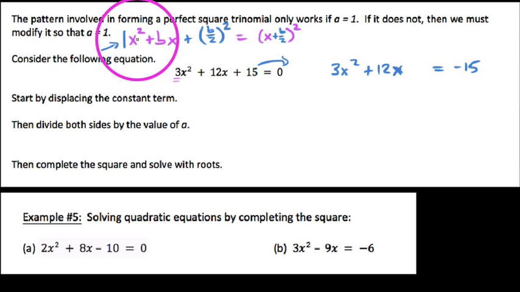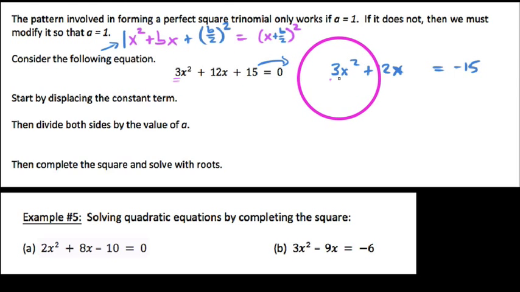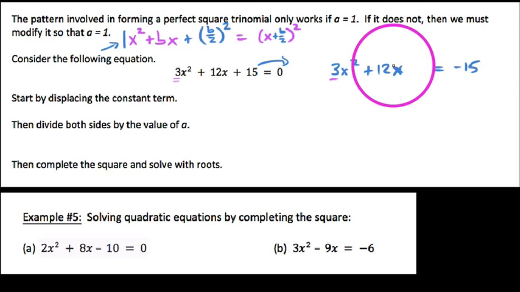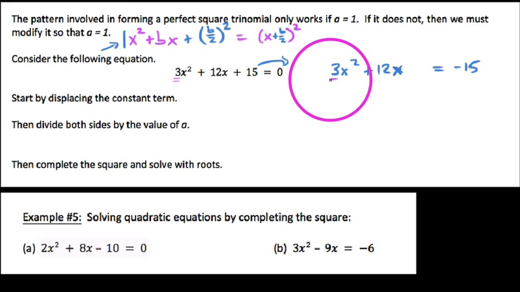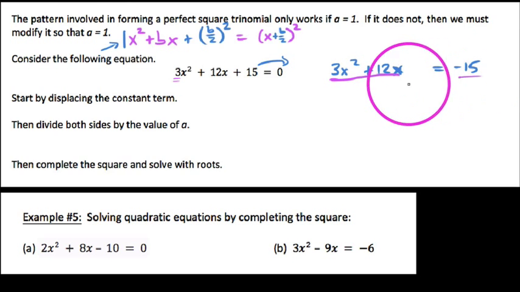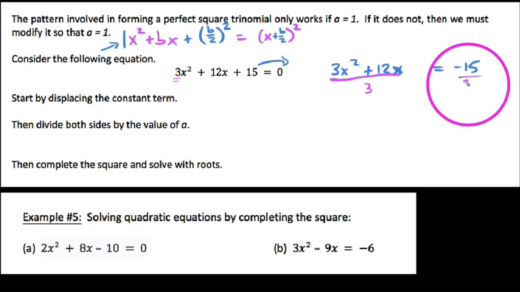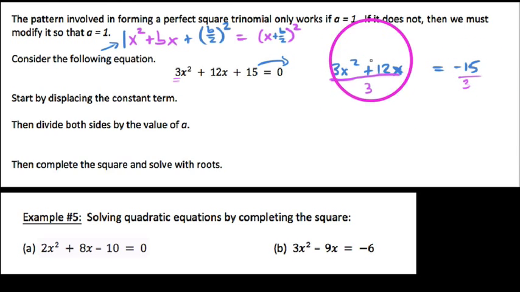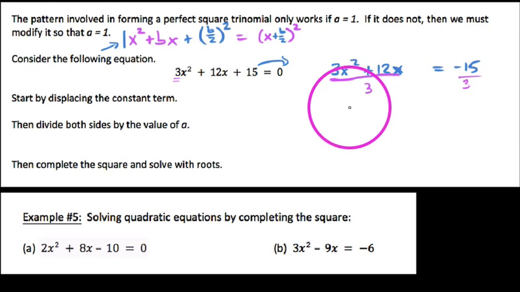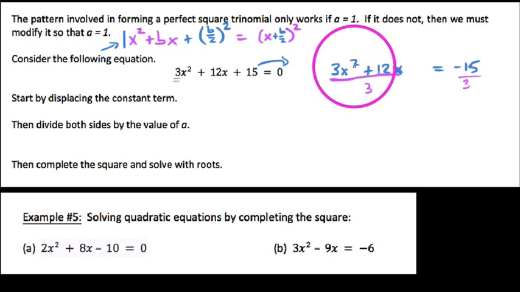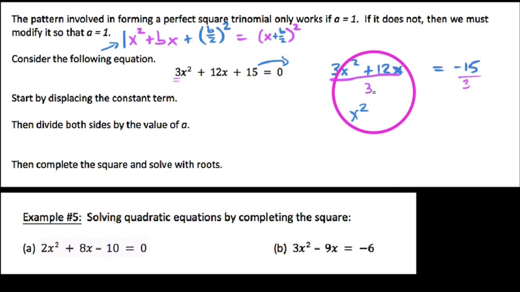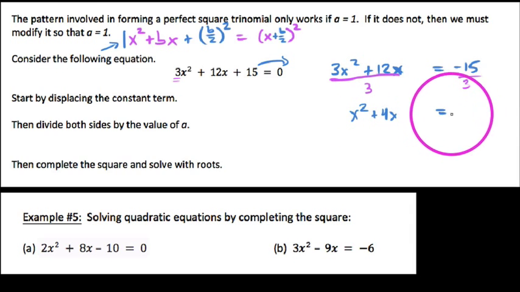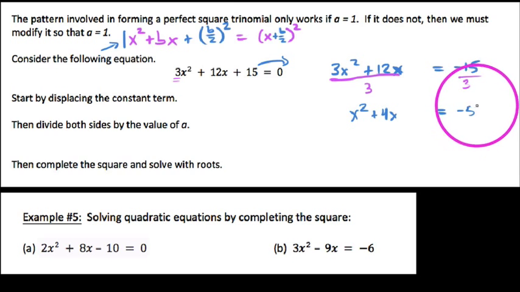So looking at our pattern up here, if we have an a value of 1, which we do not, then we could add on half this b term squared. Since we don't have that, in this case we're solving the equation, so I don't mind that I lose this a value. We're going to divide everything by the a value. And so what we end up with is 3x squared divided by 3 is just x squared, and 12x over 3, 12 divided by 3, is 4x. And on the right side, negative 15 divided by 3 is negative 5.